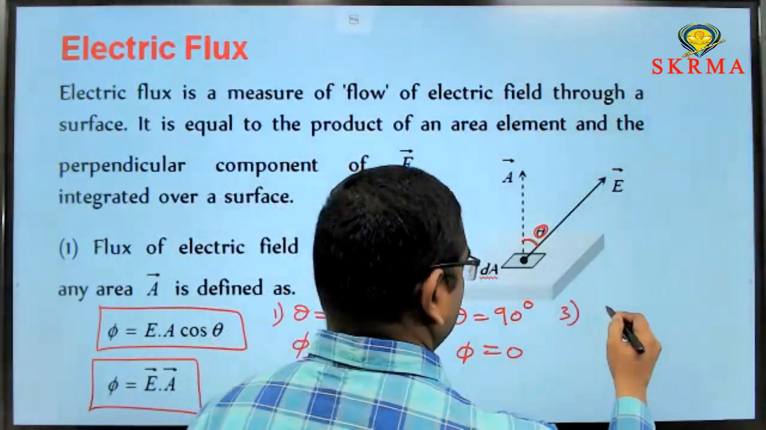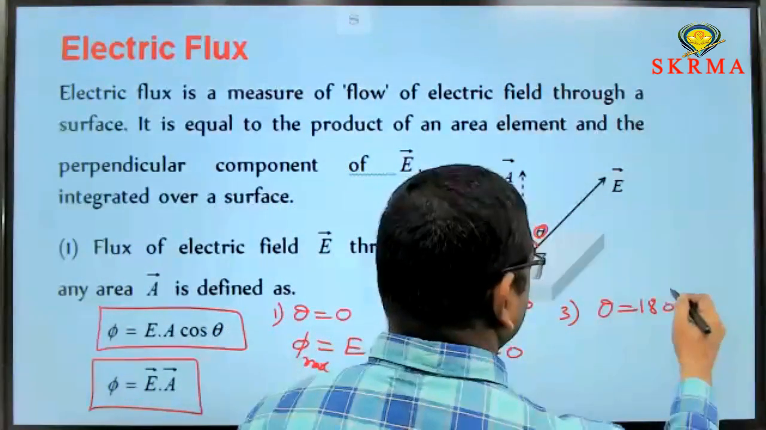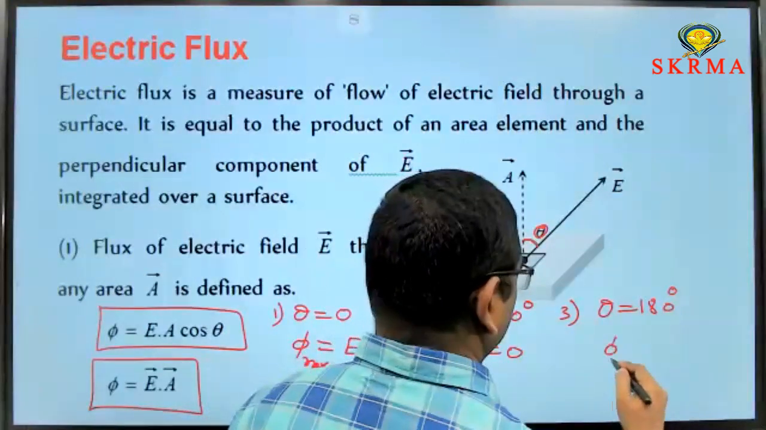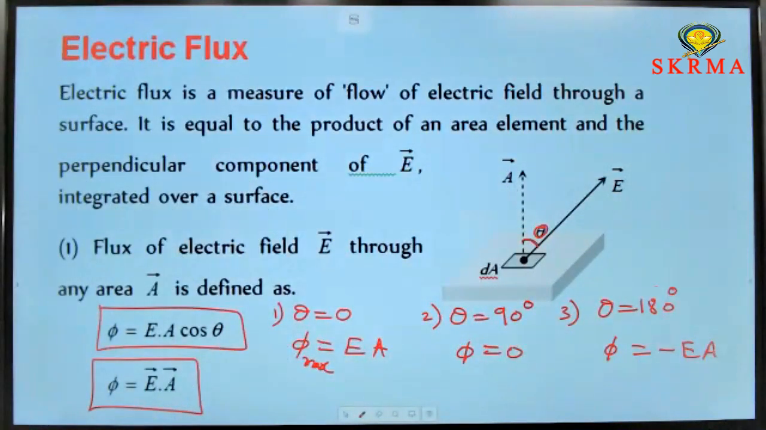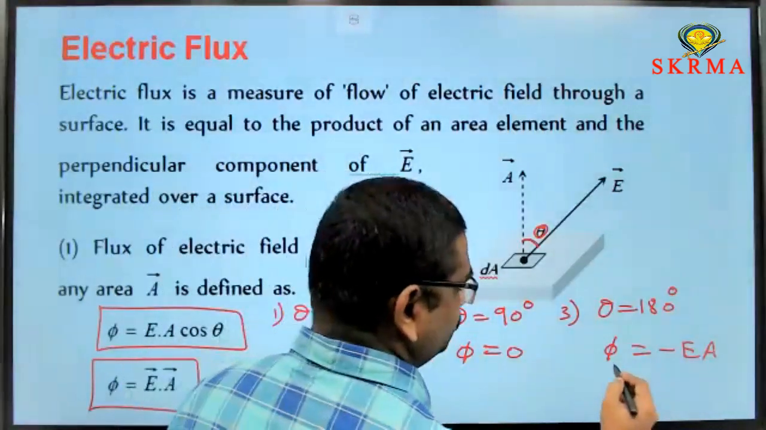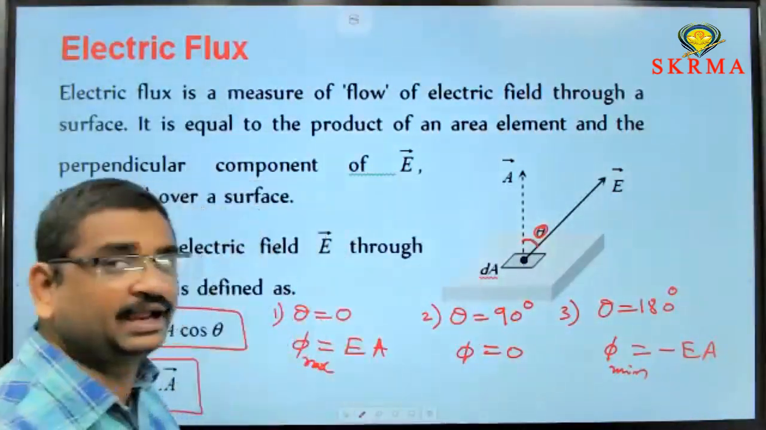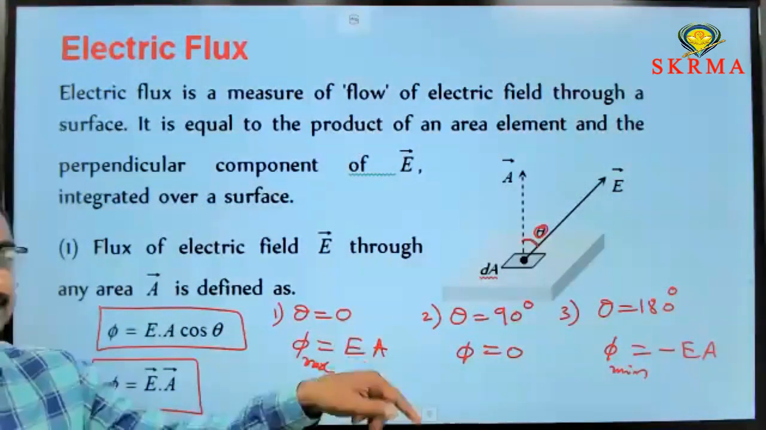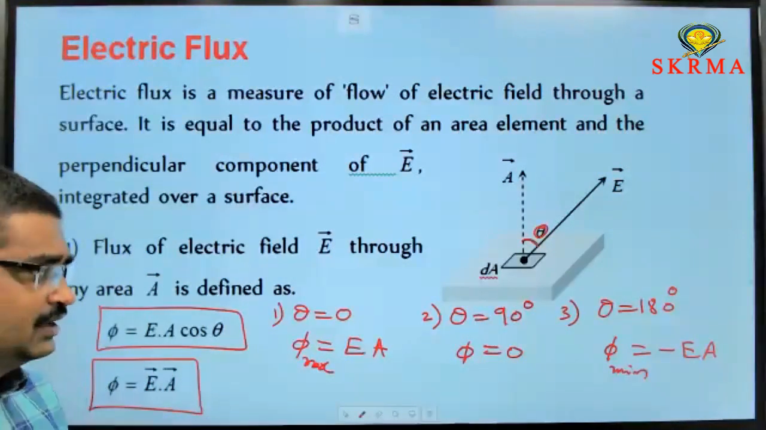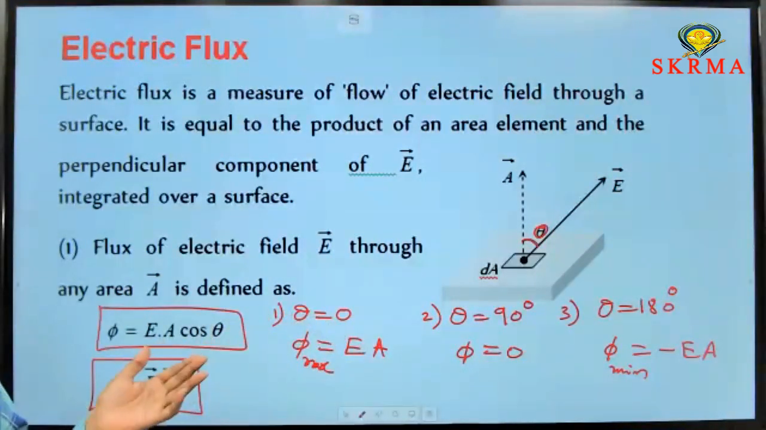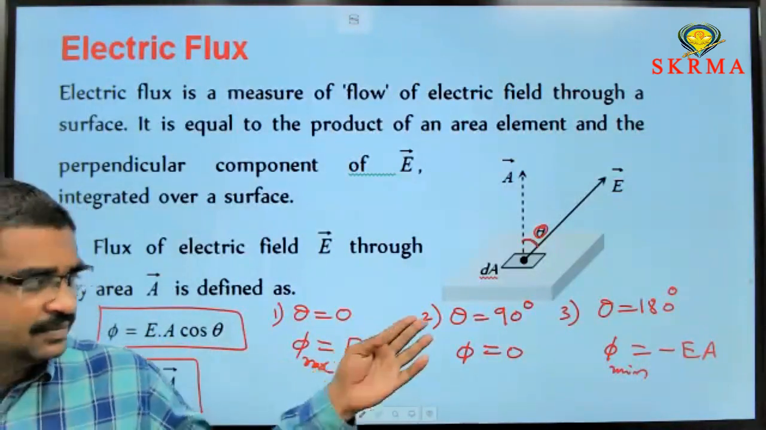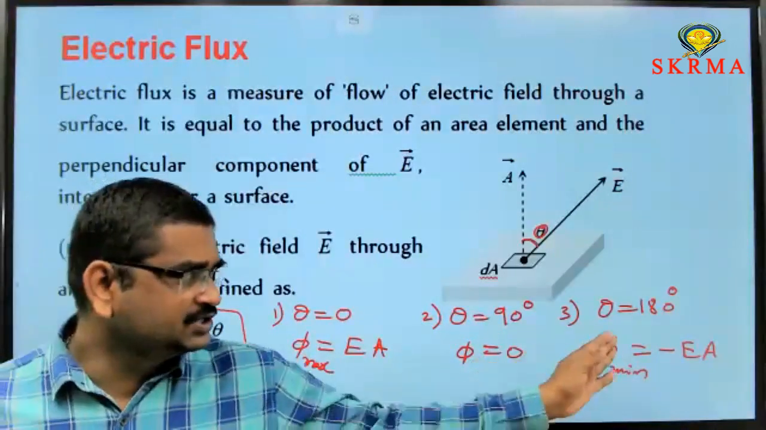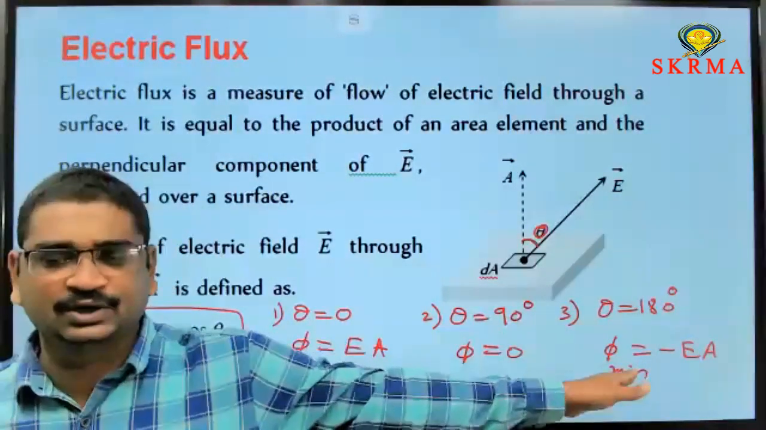Next, third case: theta equal to 180 degrees. Then phi equal to minus EA. Among these, which one is minimum? This is the minimum because of the minus EA. A minus value is there, so we need to take that one as the minimum value. So if theta equal to 0, you will get EA, that is maximum. If theta equal to 90, then phi equal to 0. If theta is 180, then phi equal to minus EA.